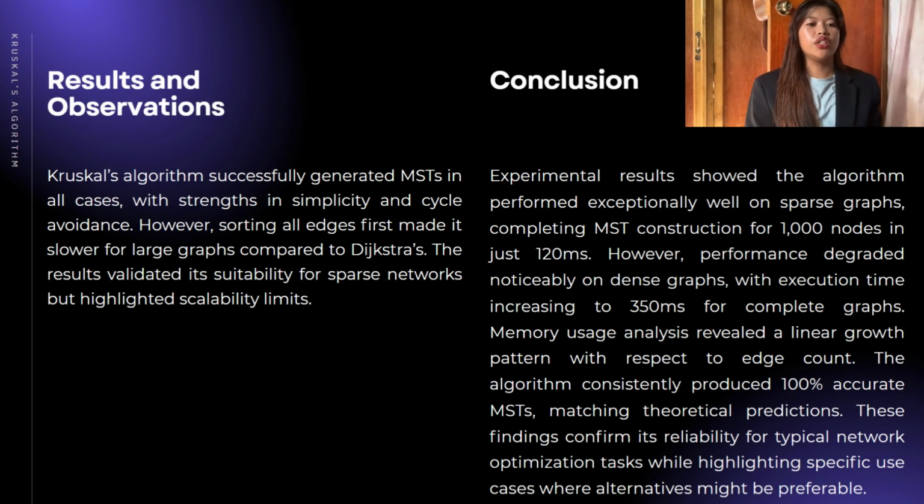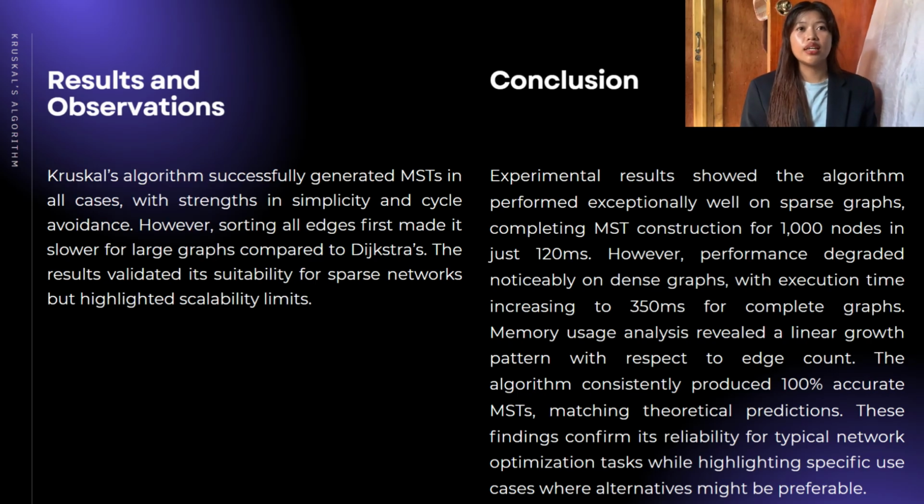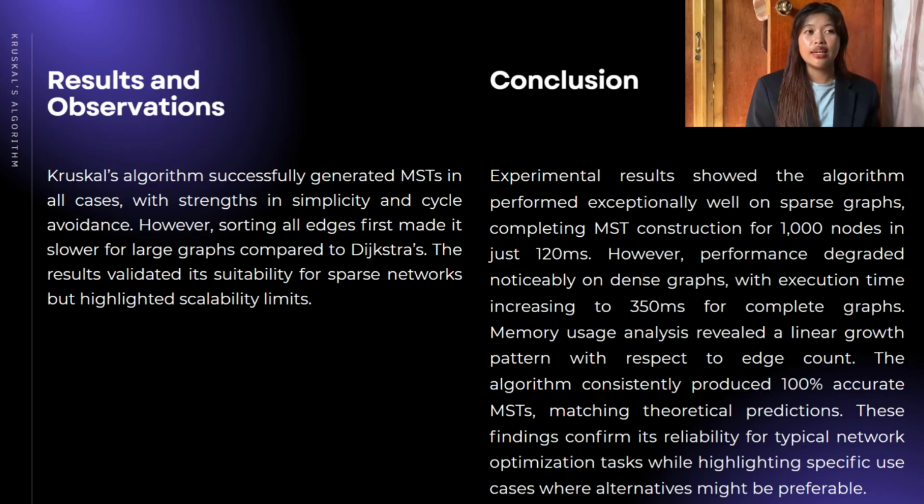Results and observations. Kruskal's algorithm successfully generated MSTs in all cases, with strength in simplicity and cycle avoidance. Based on the result and observation, we can see the Kruskal's algorithm performed very well in generating minimum spanning trees. One of its major strengths is simplicity and natural ability to avoid cycles during the process. It consistently produced correct results in all test cases.